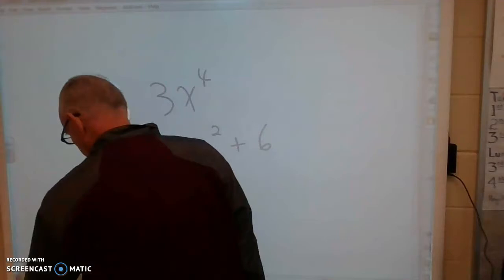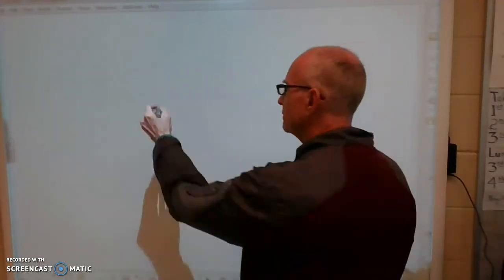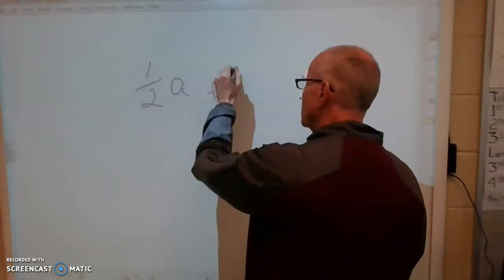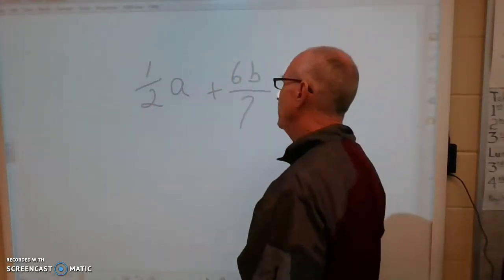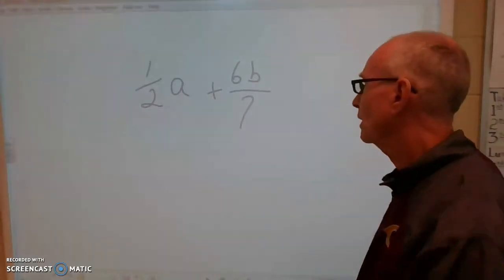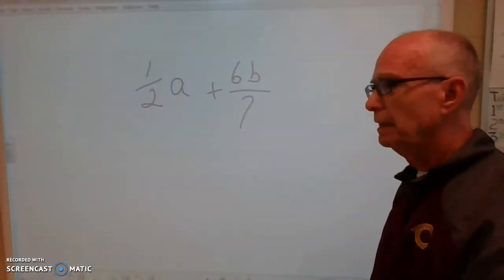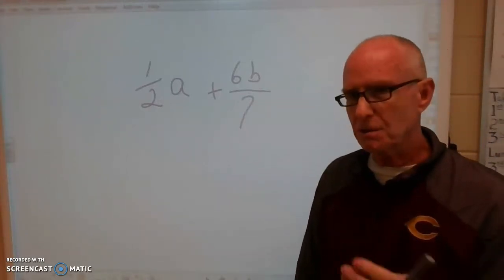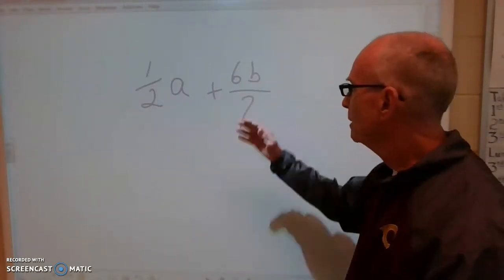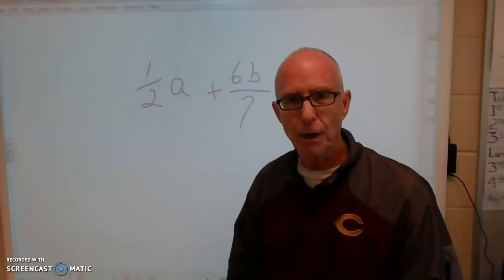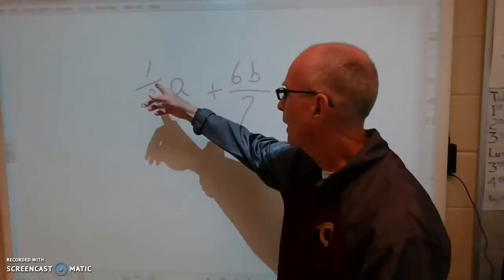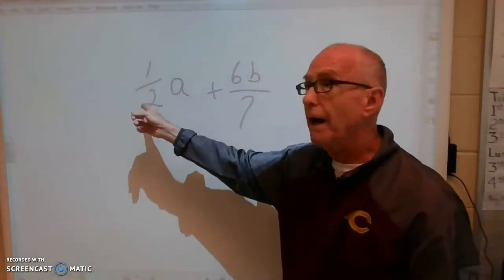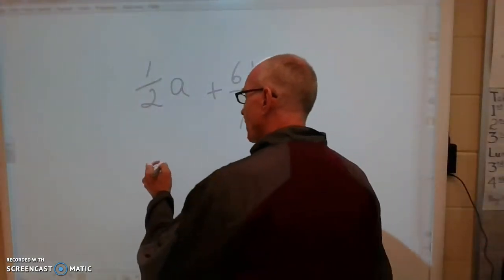If you're going to get real complicated, 1/2 a plus... Now, if I'm going to say this, I'm going to say 1/2 a, 1/2 times a, which is 1/2 of a, plus 6 times b divided by 7, or 6 times b over 7. Remember, fractions are always division problems. Fractions are ratios. 1 out of 2, 6 out of 7. And they're also division problems. 1 divided by 2. 1 out of 2, or 1 divided by 2.